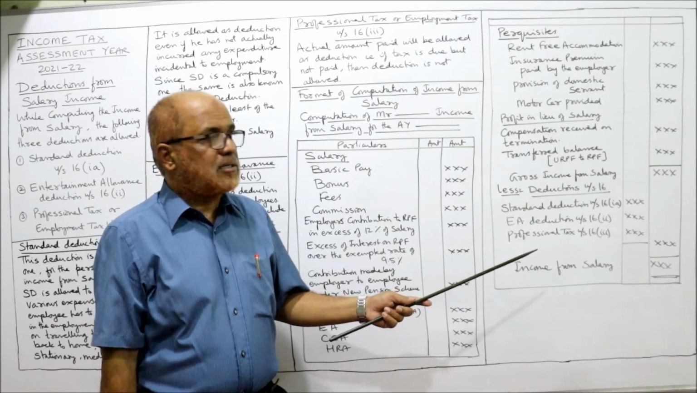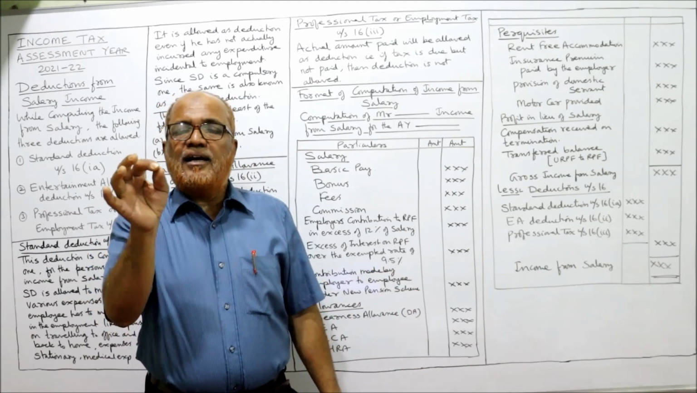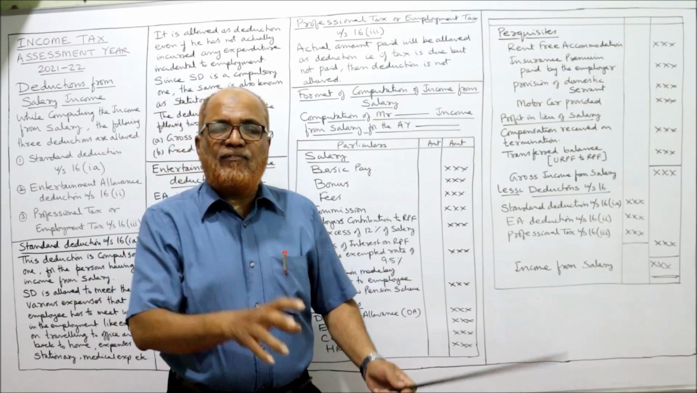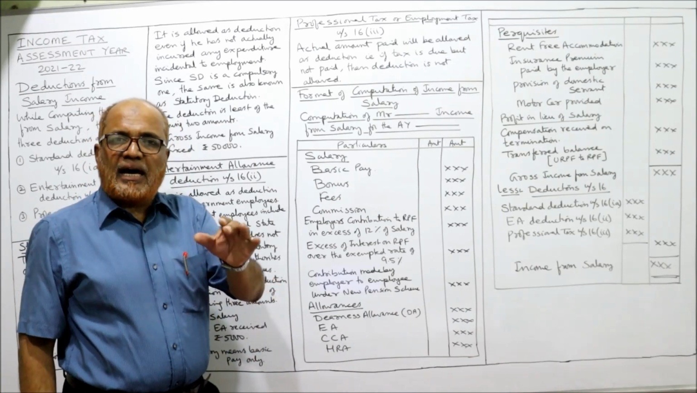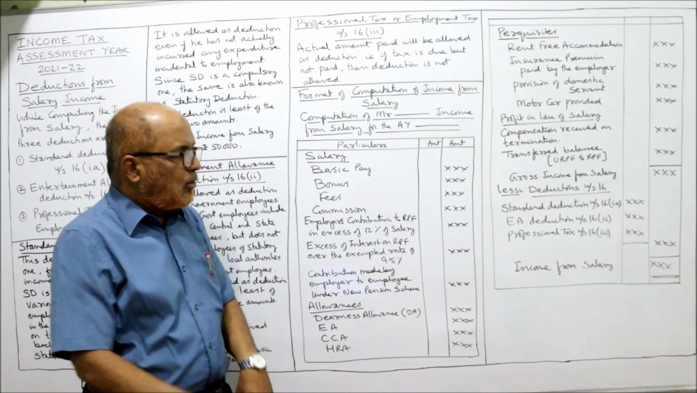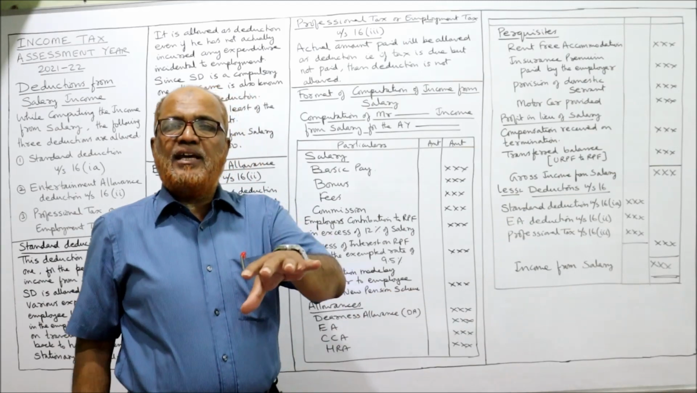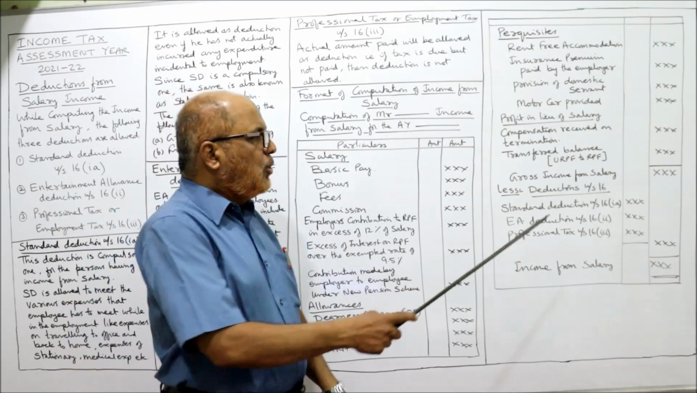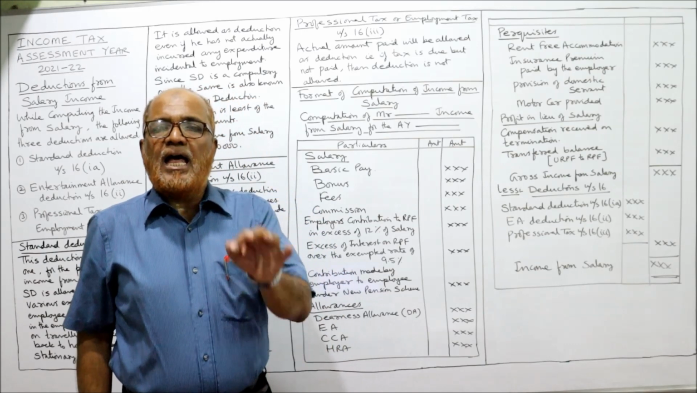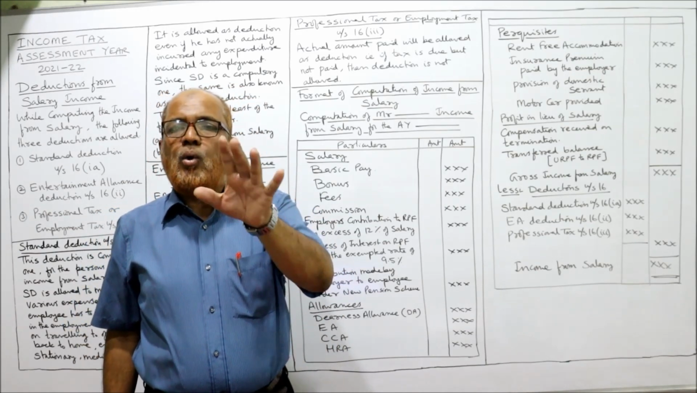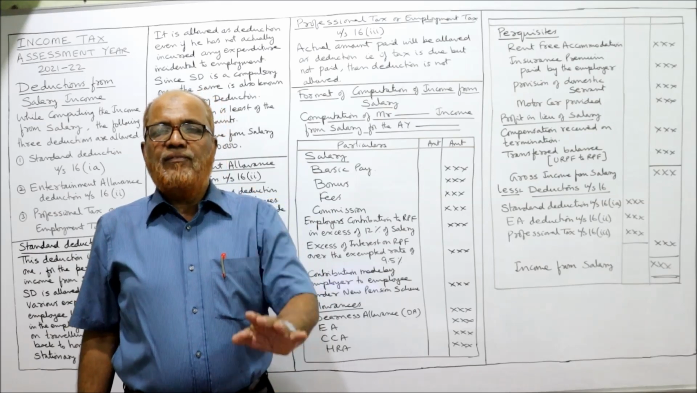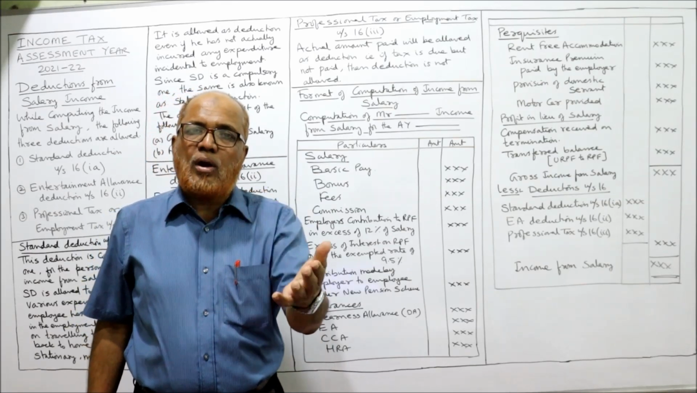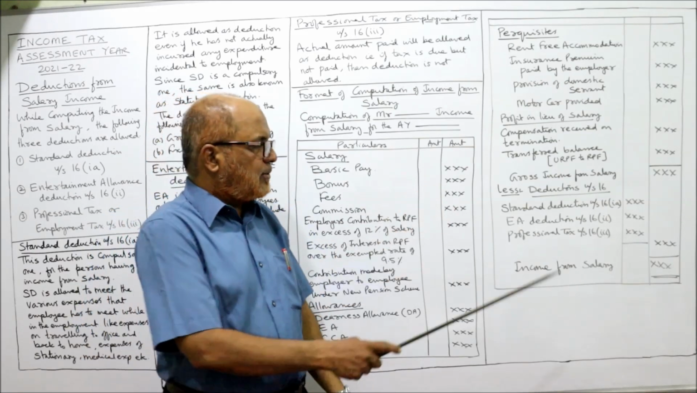You must know it. The EA deduction will be allowed only if EA is included here. If entertainment allowance is received, then only EA deduction. If EA is not received, no EA deduction will be allowed. And that too, EA deduction will be allowed only for government employees. If EA is received by non-government employees, no EA deduction.